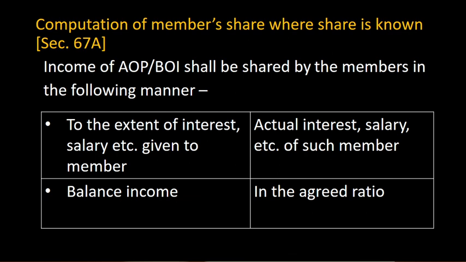That balance income, because the share is known, should be divided accordingly. Many students get confused about what balance income means. They try to search here, there, everywhere. You will not get it if you search; if you compute, you will get it. How to compute? Take AOP's total income, deduct all this, and then whatever is balance, divide between members as per the ratio. This is how it should be done.